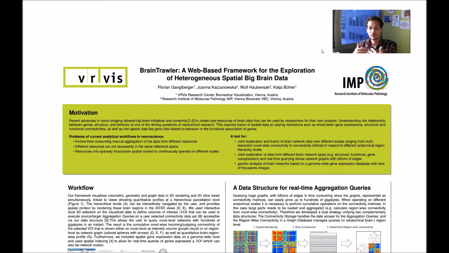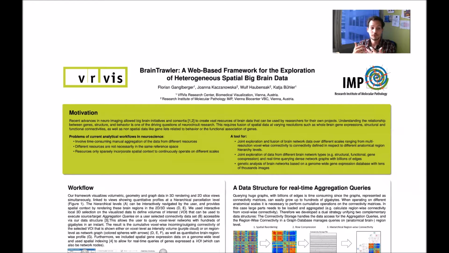Understanding the relationship between genes, structure, and behavior is one of the driving questions in neurocircuit research. This requires the fusion of spatial brain data of different modalities, such as whole brain gene expression, structural and functional connectivities, or non-spatial data like gene lists related to behavior or functional associations.